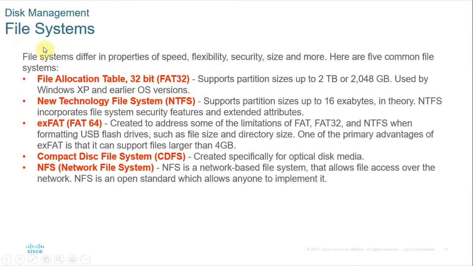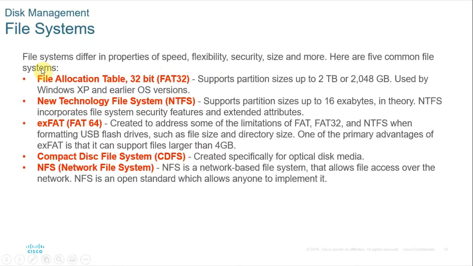Next we come to the concept of file system. We have different types of file systems. As you know, whatever data you are going to store should be in some format or file system. File systems differ in properties of speed, flexibility, security, size, and more. These are the important characteristics you need to consider for file systems. So FAT32 may be a little slower, NTFS a little faster, like that.